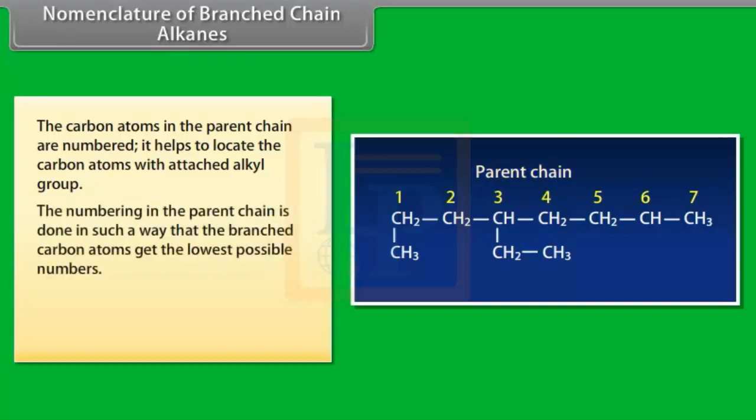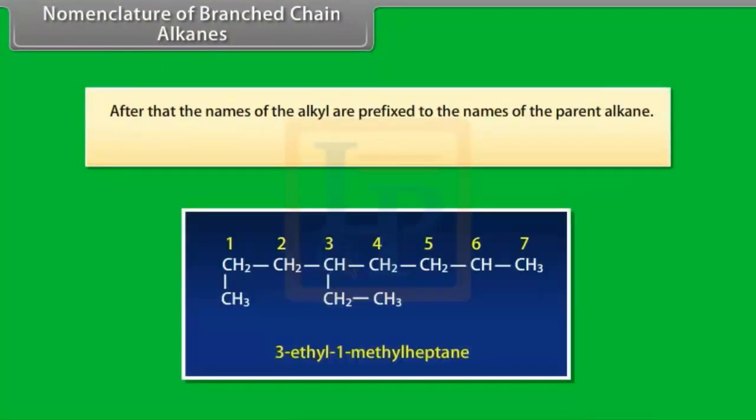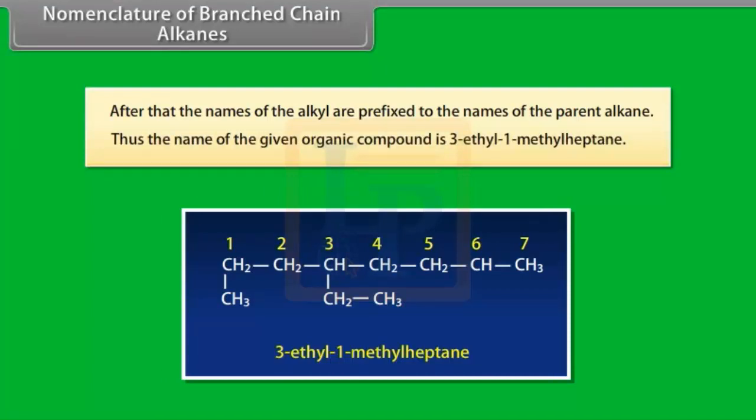The numbering in the parent chain is done in such a way that the branched carbon atom gets the lowest possible numbers. That means the numbering in the given carbon chain is from left to right. After that, the names of the alkyl groups are prefixed to the names of the parent alkane. Thus, the name of the given organic compound is 3-ethyl 1-methyl heptane.